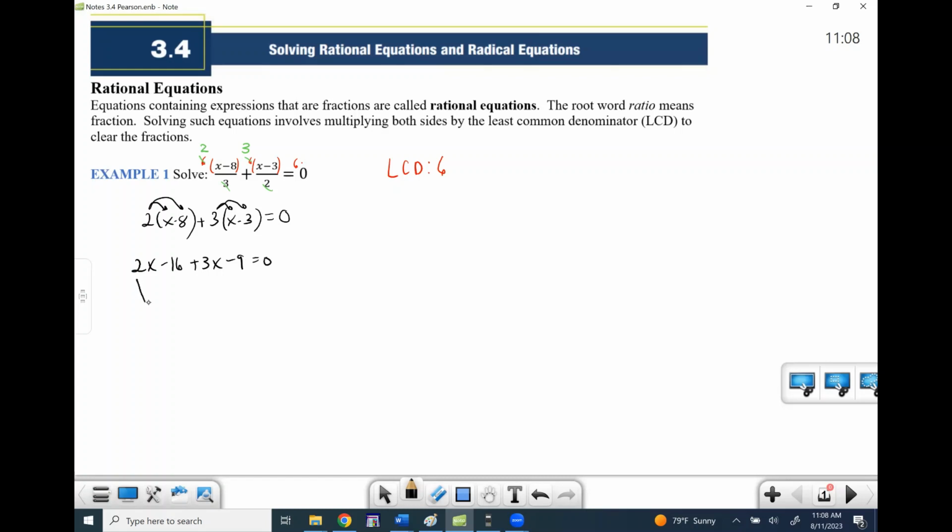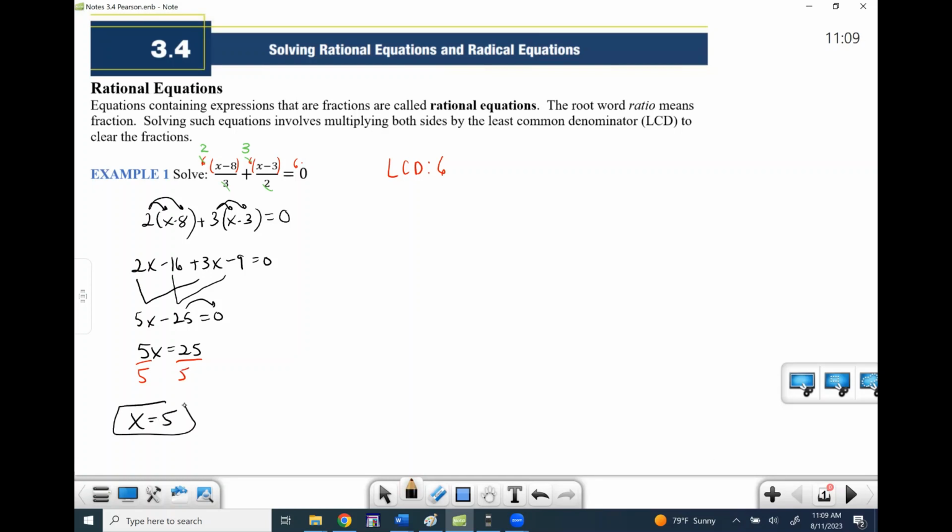Combine like terms. So 2x plus 3x is 5x, and negative 16 minus 9 is negative 25. We'll go ahead and move that 25 over to the other side, making it a positive, and then we will divide by 5. So x equals 5.